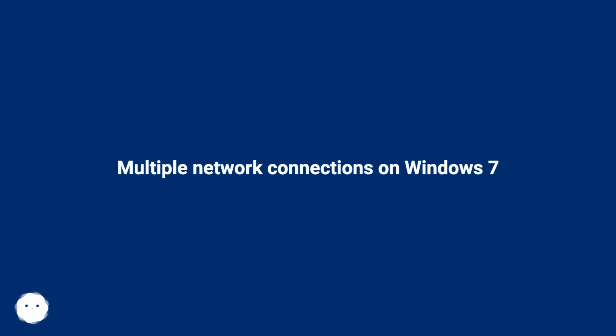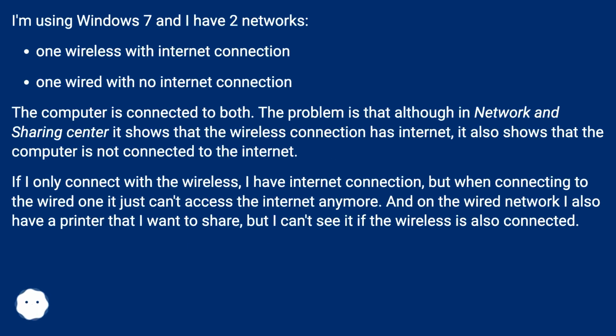Multiple network connections on Windows 7. I'm using Windows 7 and I have two networks. One wireless with internet connection. One wired with no internet connection. The computer is connected to both.